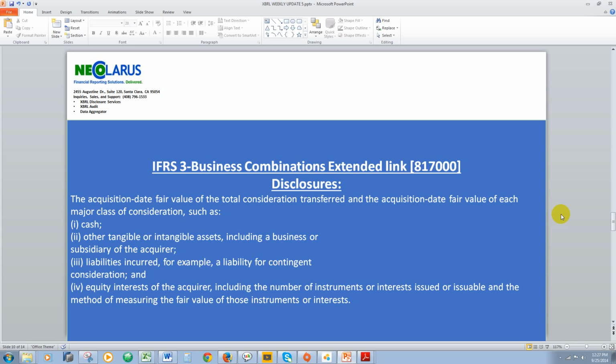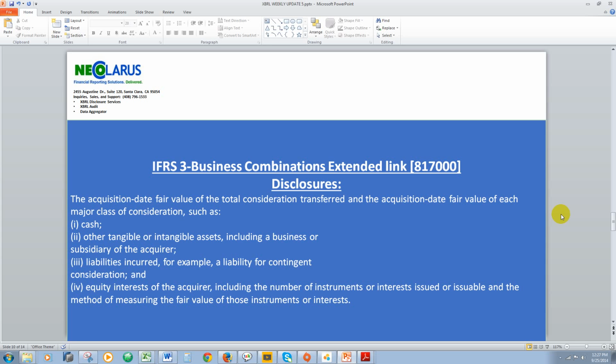And also for acquired receivables, it says that we need to disclose the fair value of the receivables, the gross contractual amount receivable, and the best estimate at the acquisition date of the contractual cash flows not expected to be collected. So those are some of the major disclosures which we require.